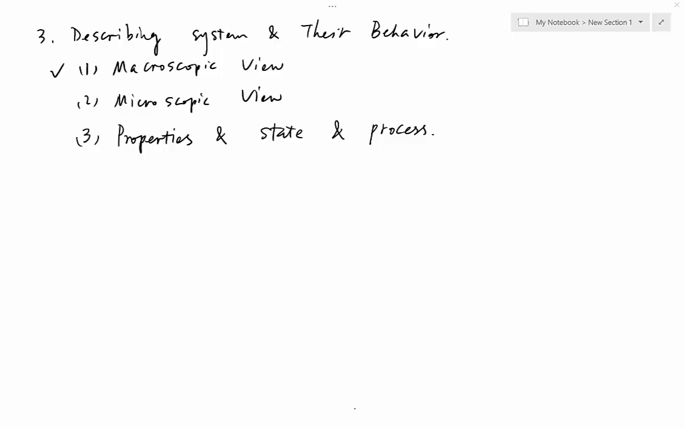After you have decided what your system is, you have to describe your system by using properties, states, and processes. So for example, what is a property? For example, you have an engine. How do you describe this engine? For example, the length, the weight, the mass, the volume, those are all properties you can use to describe your system to other people. Okay, so we're going to start from properties first.